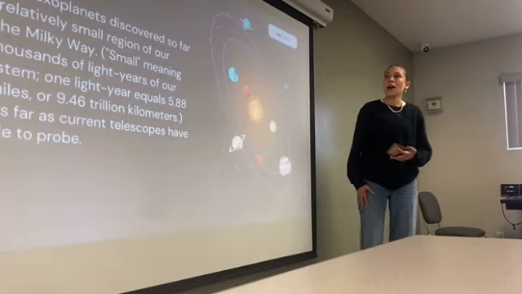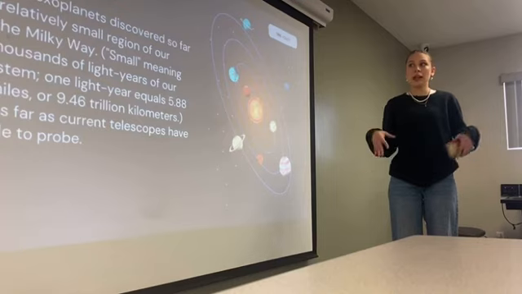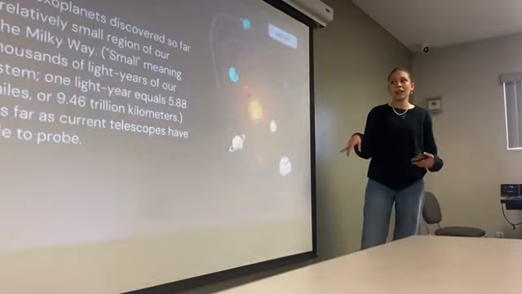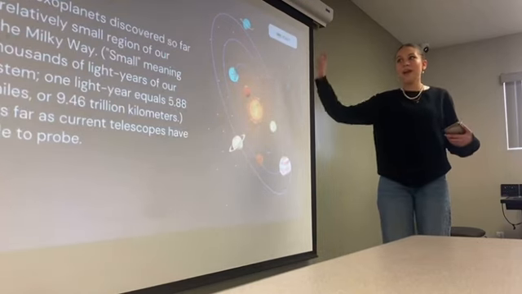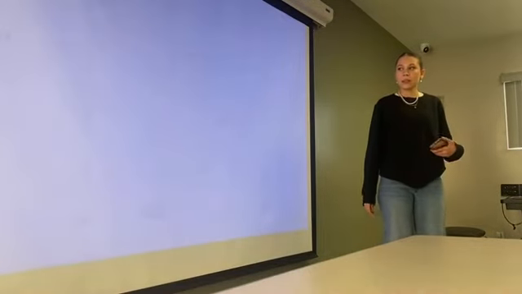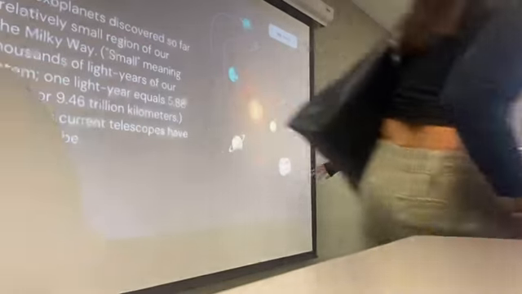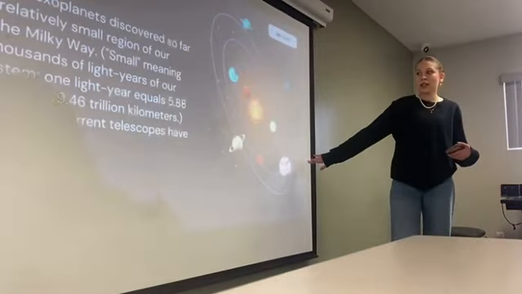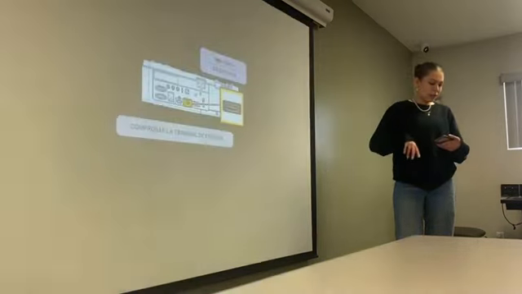Most of the exoplanets discovered so far are in a relatively small region of our galaxy, the Milky Way. This region is about 5.88 trillion miles of light, and these planets are found by interesting ways that the scientists have discovered. There are 5 ways.